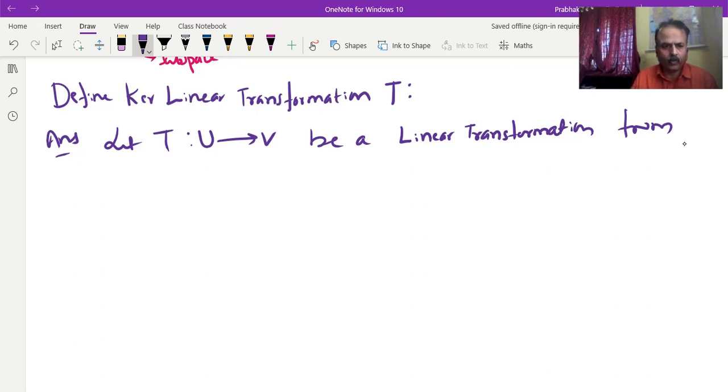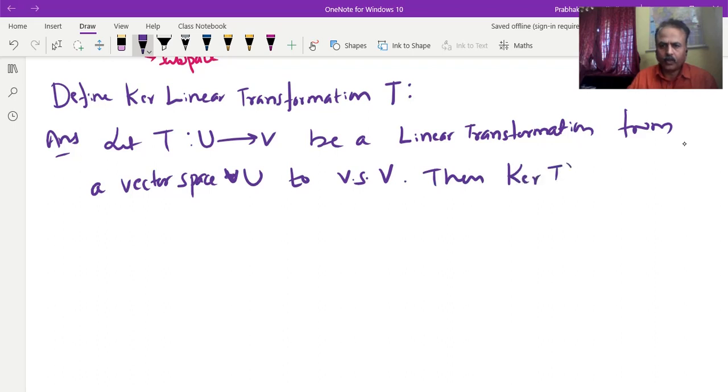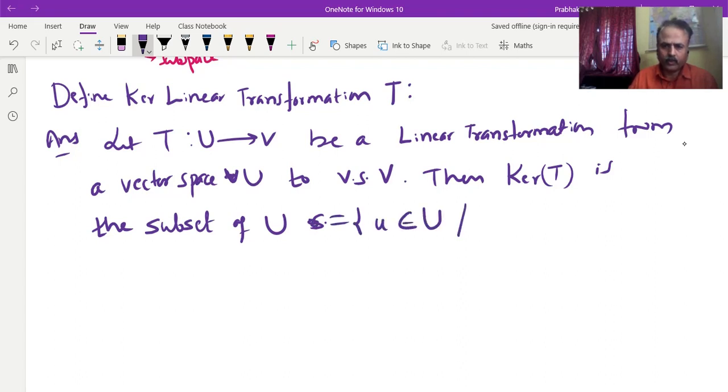A linear transformation T from vector space U to vector space V, then kernel of T is the subset of U which is equal to the set of all u belonging to capital U such that T of u goes to the zero of codomain V.